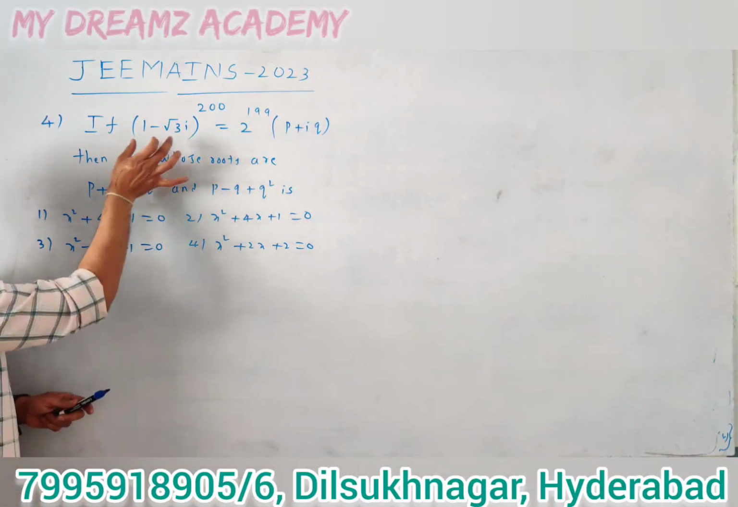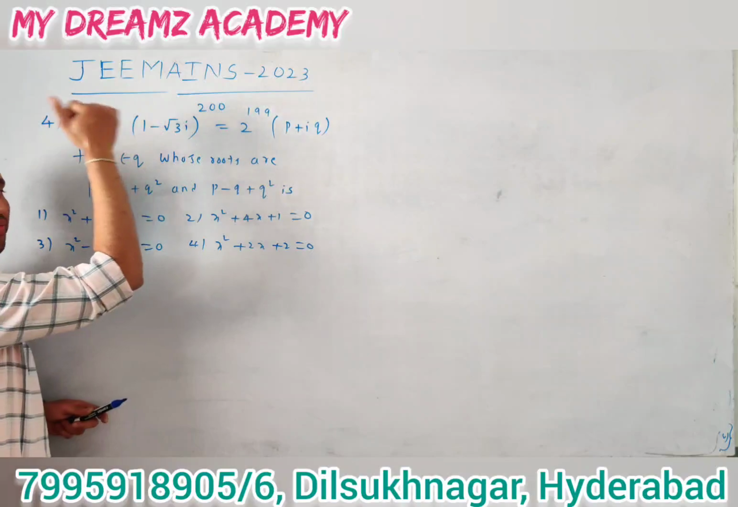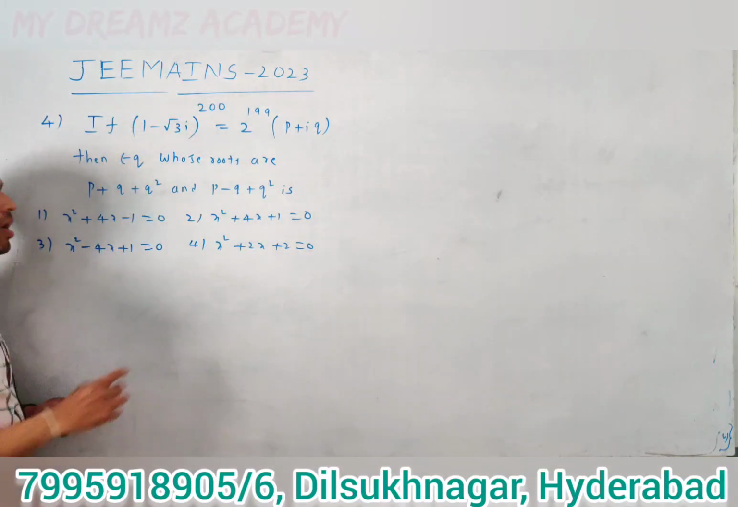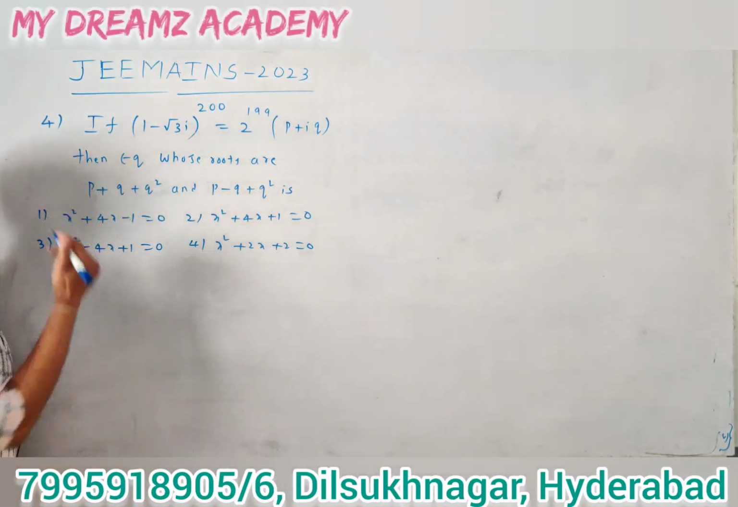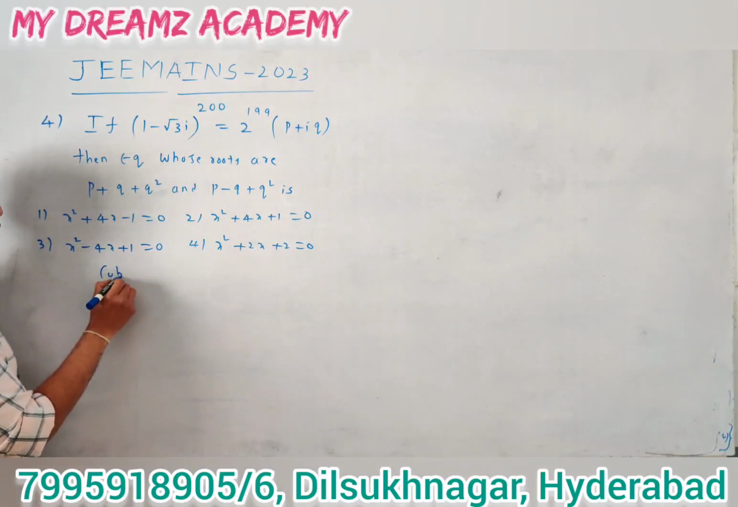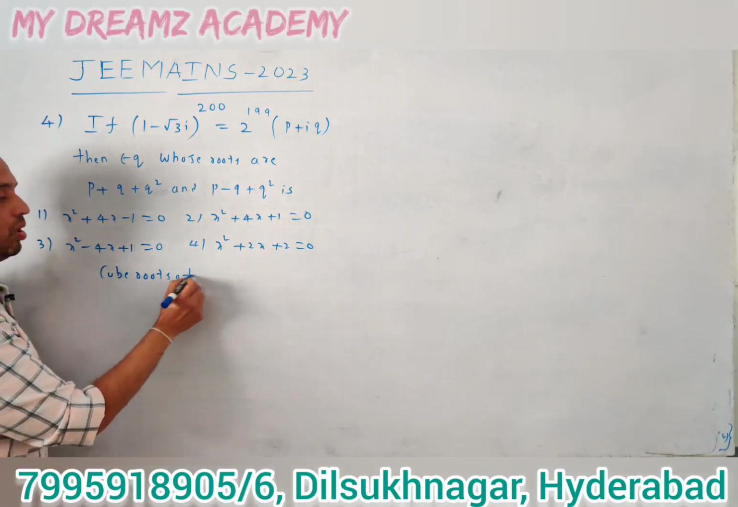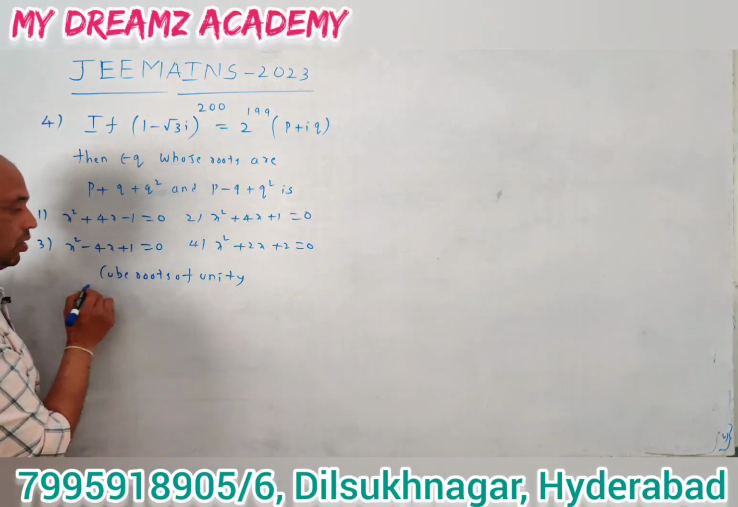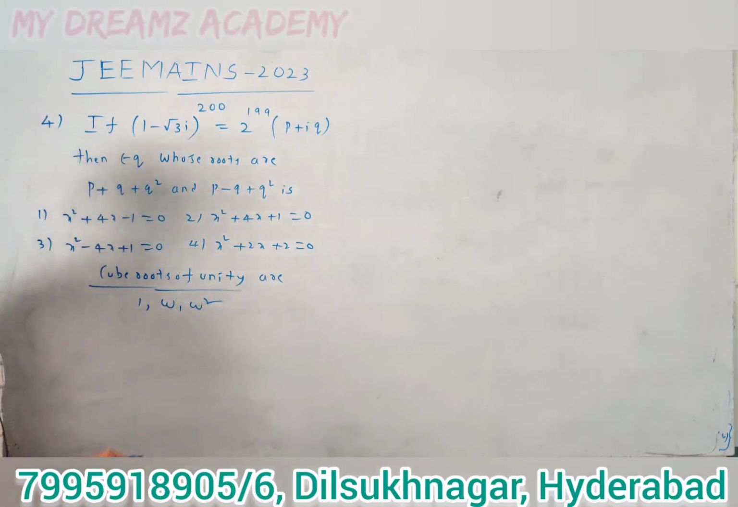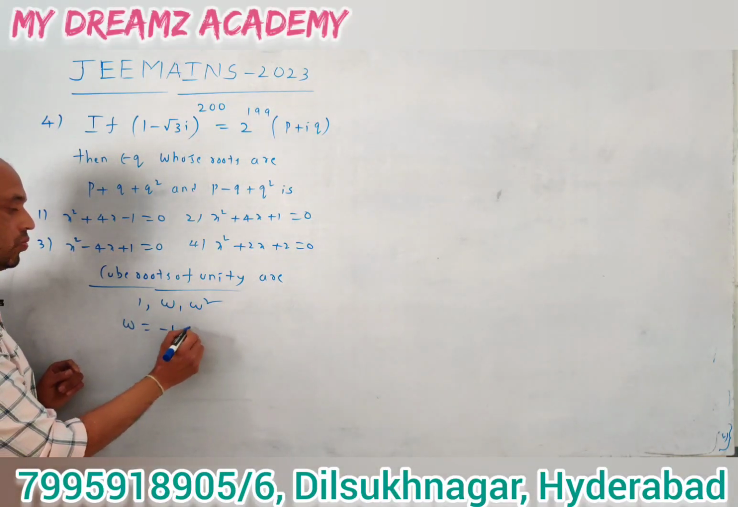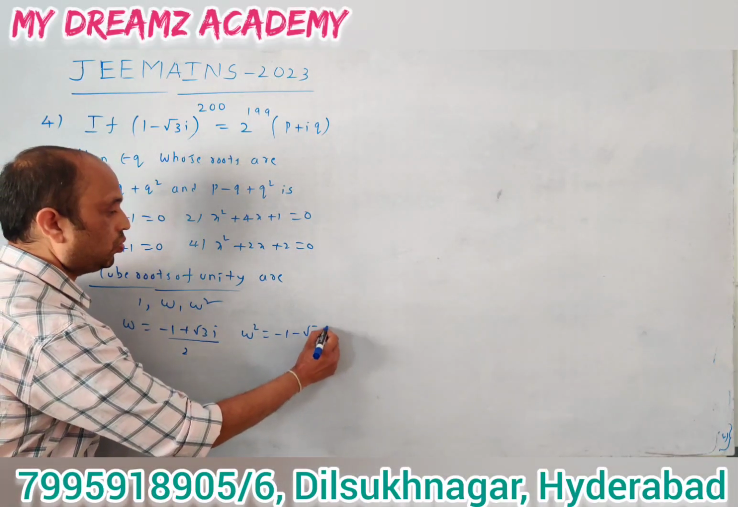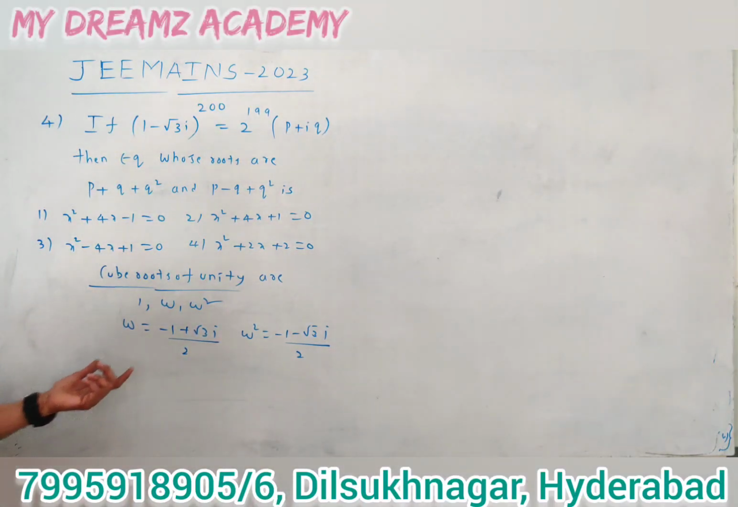Okay, so here (1 minus root 3i) to the power of 200. If we want to simplify this term, convert it into the form of cos theta plus i sin theta, polar form, and then only we can simplify here. Otherwise, we can use the formula of cube roots of unity. In the second method, cube roots of unity are 1, omega, omega square. Already we know the value of omega, minus 1 plus root 3i by 2, and omega square, minus 1 minus root 3i by 2.